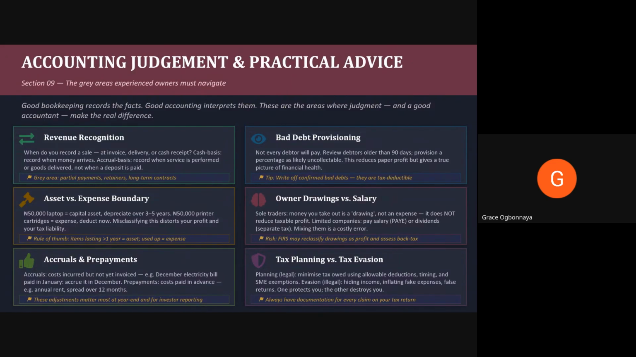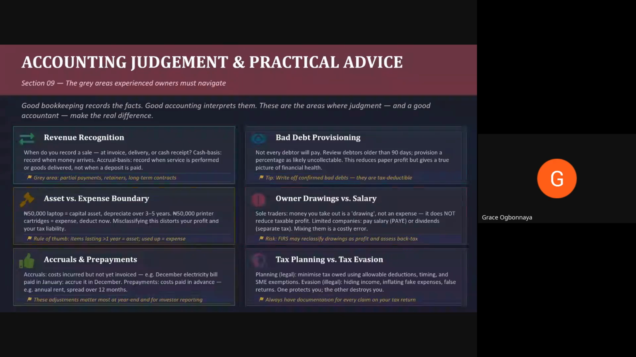Asset versus expenses boundary. You can decide that anything less than 50,000 for this business should be expensed, but anything greater than 50,000 should be capitalized. If it's less than 50,000, these are things you need to discuss with your accountant. These are conversations you need to have with them.